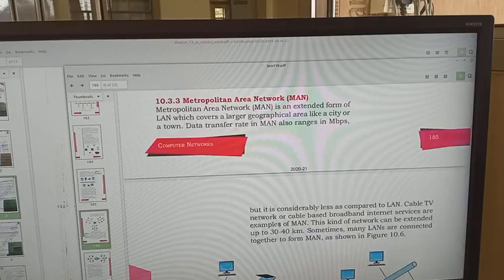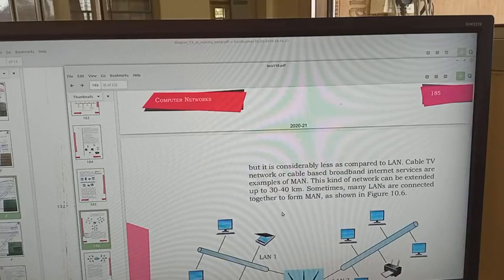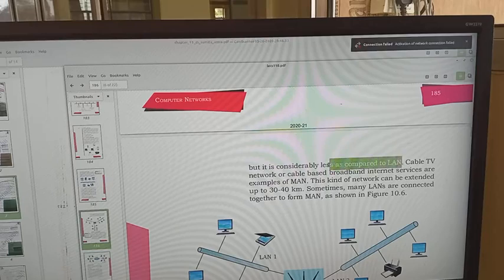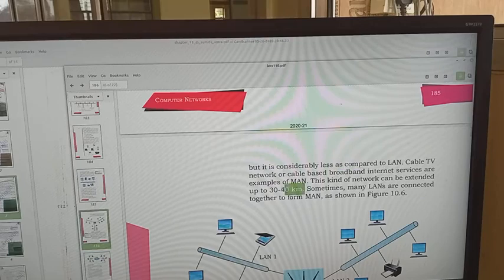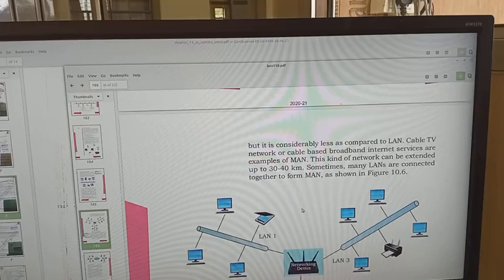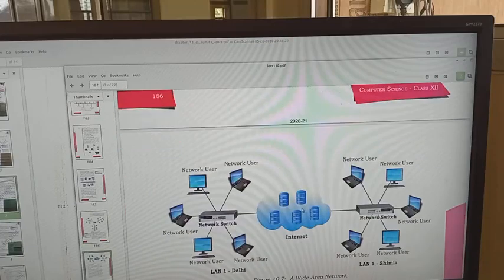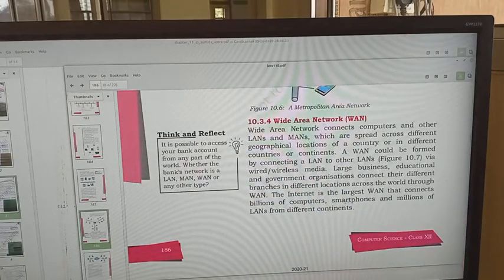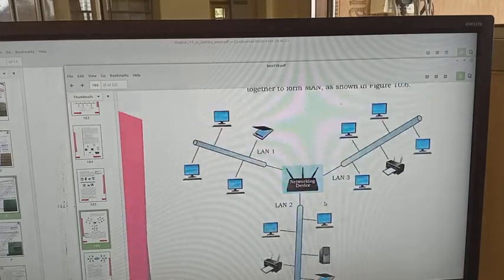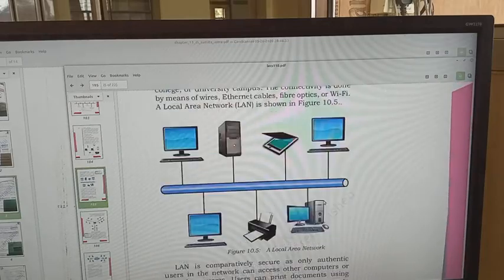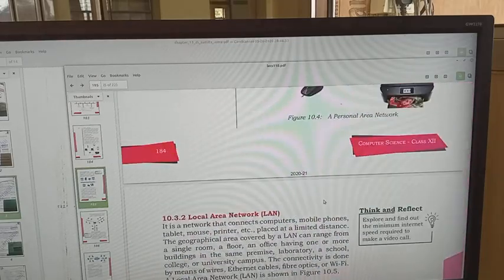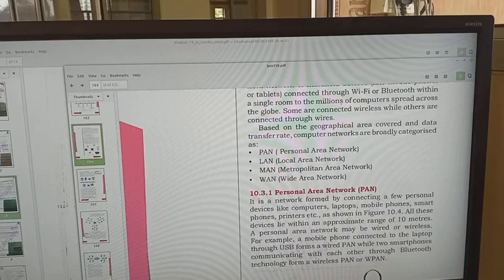Then MAN, metropolitan area network. It is considerably less as compared to the LAN in the case of data transfer. It is extended up to 30 to 40 kilometers, and we can create the MAN by using interconnected LANs. The next one is called wide area network. So these are the main types of network you need to study. You can make the notes like this.